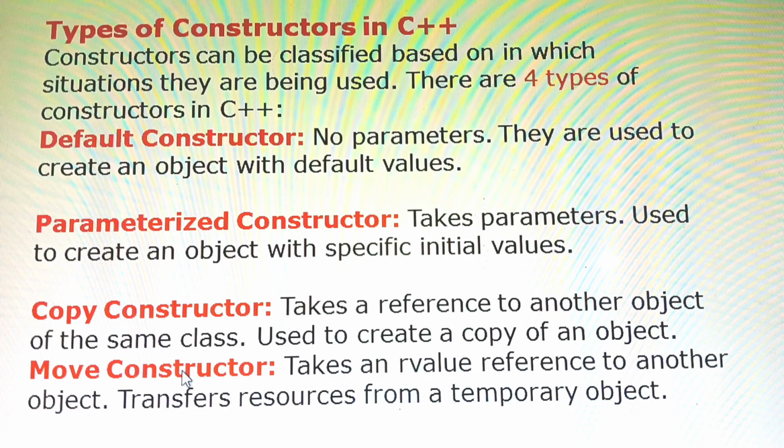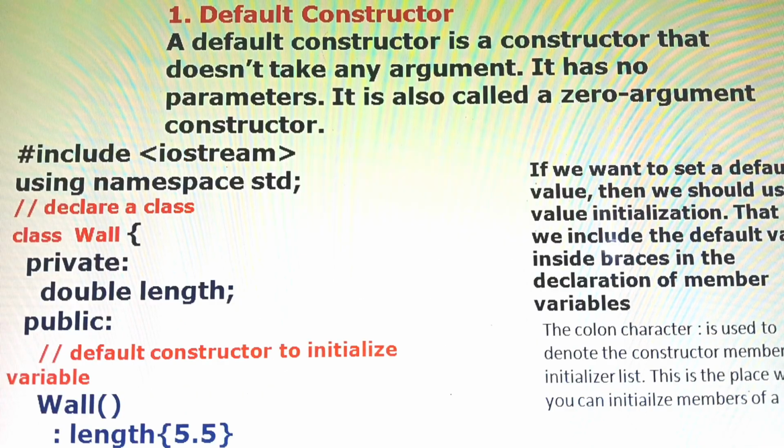Move constructor is a special type of constructor in C++ that is used to create a new object from an already existing object of the same type. It transfers resources from a temporary object. These are the 4 types of constructors in C++. We can study one by one, so let us start with the default constructor. Let us do one program: how to implement a default constructor, how to write the program using the default constructor.